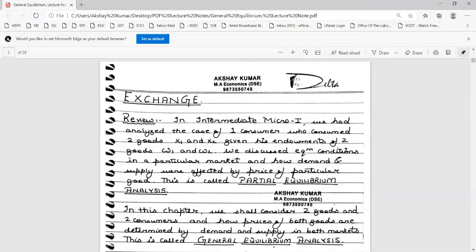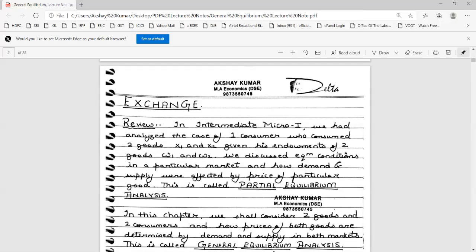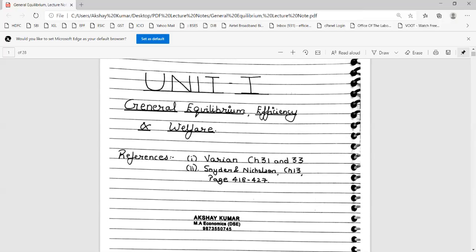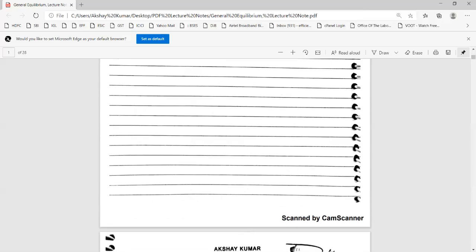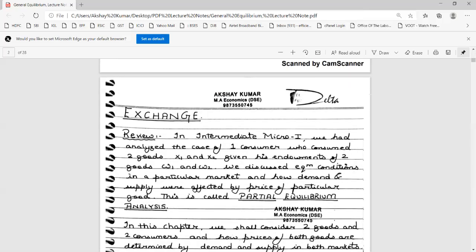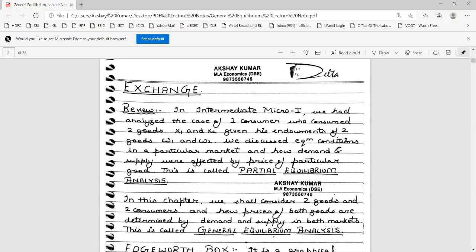This is the first unit in semester 4 micro, and this is called General Equilibrium and Welfare. So we'll be starting with this lecture today. And the first thing we are doing within general equilibrium is the concept of exchange.